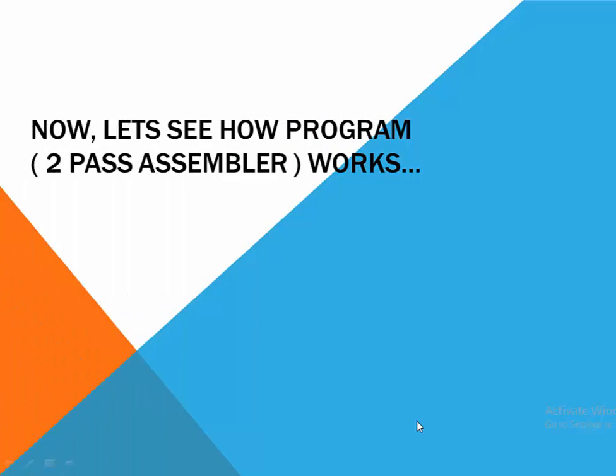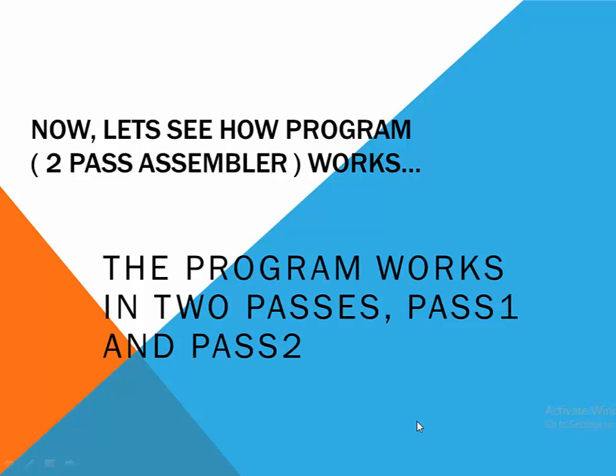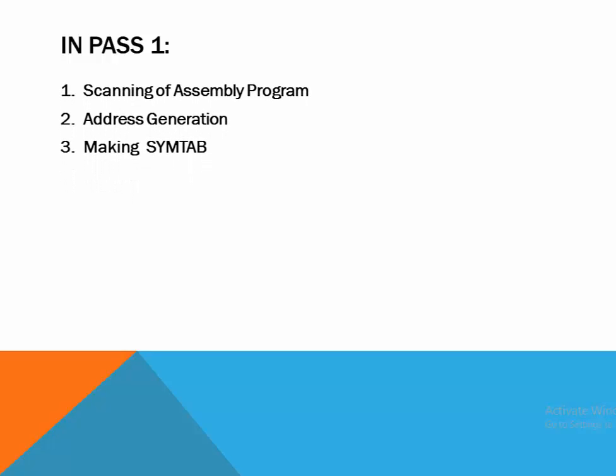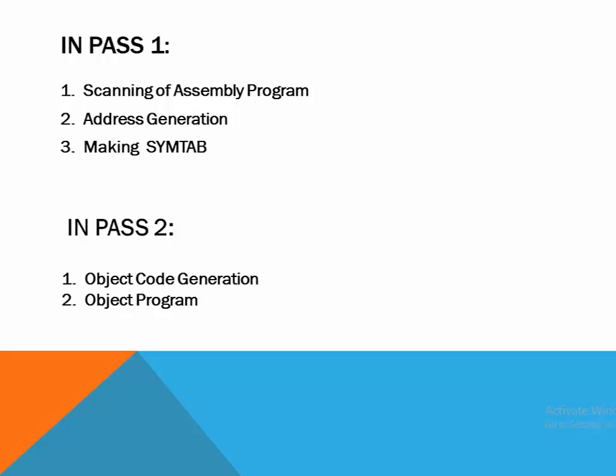Now let's see how the program, that is the two-pass assembler, works. The program works in two passes, that is pass 1 and pass 2. In pass 1, scanning of the assembly program, address generation and making of SYMTAB takes place. Following it, in pass 2, object code is generated and then finally the object program is created.